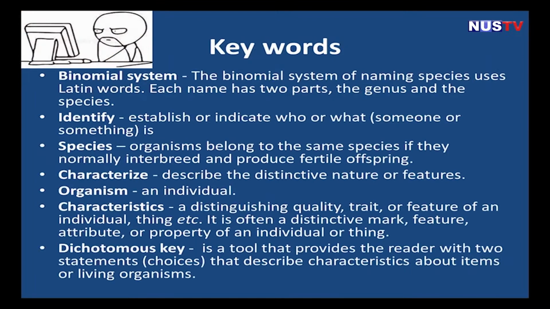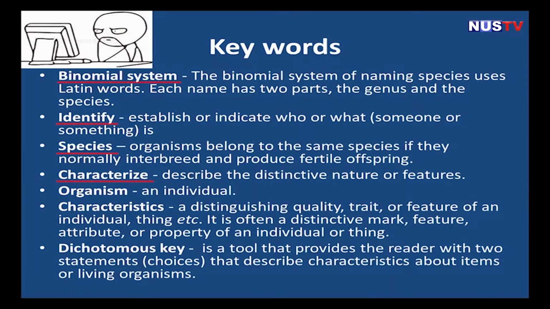So before we can start our lesson today, it's good to understand these key words. You'll come across these words within our lesson. The first word is a binomial system. The binomial system of naming species uses Latin words. Each name has two parts, the genus and the species. Identify means to establish or indicate who or what someone or something is. Species are organisms that belong to the same species if they normally interbreed or produce fertile offsprings together.